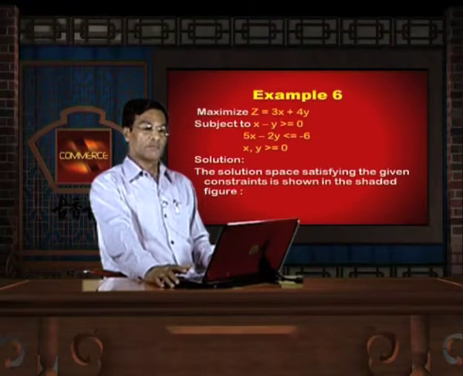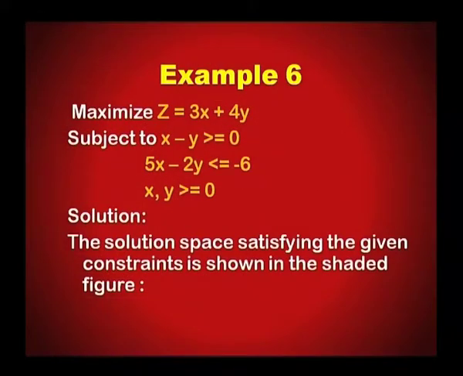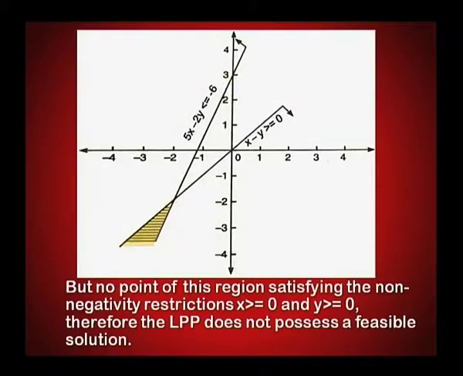Now, we discuss another type of problem. Example 6: maximize z = 3x + 4y subject to x - y ≥ 0, 5x - 2y ≤ -6, x, y ≥ 0. Solution. The solution space satisfying the given constraints is shown in the shaded area. Here in this figure, the two constraints intersect at a point and the inequality gives the feasible region, the yellow shaded area, but no point of this region satisfies the non-negativity restrictions x ≥ 0 and y ≥ 0. Therefore, this LPP does not possess a feasible solution.